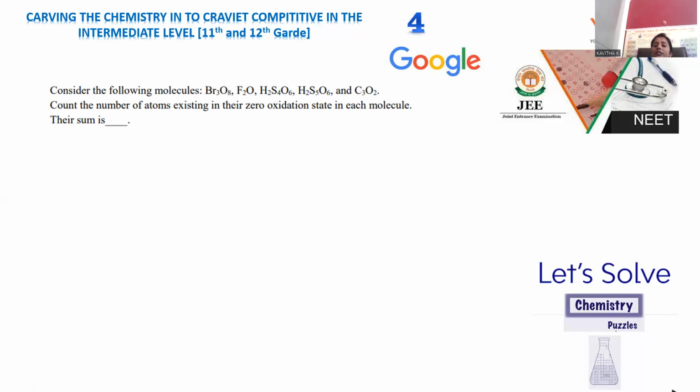If a neutral molecule is there, the number of positive charges should compensate the number of negative charges. Those many negative charges should be present, then only the entire molecule will become neutral in nature. If a cation is there, positive charges should be larger than the negative charges. If an anion is there, negative charges are greater than the positive charges. This is the way we can categorize. But all the molecules provided are neutral, meaning no charges on these molecules, and all are non-metal oxides. We have to analyze which atoms have zero oxidation numbers.